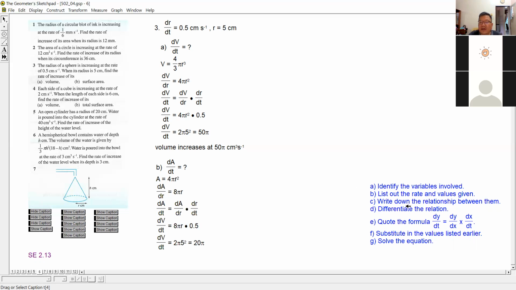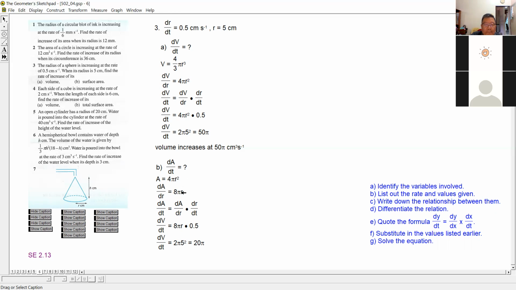Now, after you write down the relationship, what is the relationship between the area and the radius? This is a sphere. The surface area of the sphere is not pi r square, it is 4 pi r square. So you have to write down this formula. It depends on the question. In some questions the formula is given, but in this question it's not given. If you look at question number 6, it is given. Different questions, different styles. If it is not given, you have to write down the relationship. If it is given, you just copy down the relationship. Then after that, you have to differentiate, and you get 8 pi r.